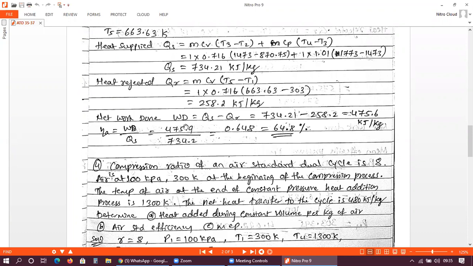So here, work done is 475.9 divided by 734.2. So in total you are getting an efficiency of 0.648 in decimal terms. If you multiply by 100, you will get 64.8%. 64.8% is the efficiency of this cycle. Okay.